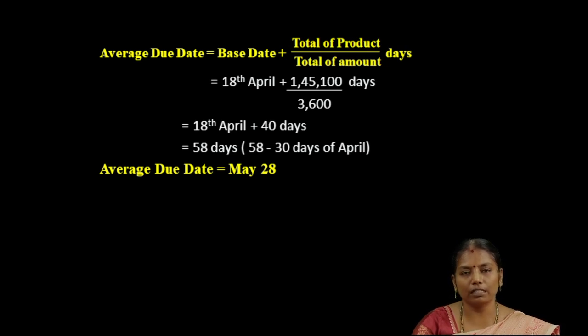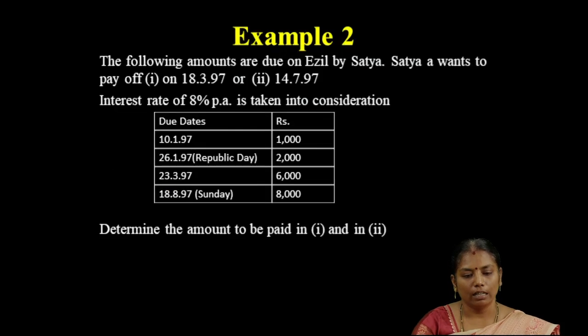Let me see one more example. In the sum, the due date comes under Republic Day, which is a leave day. If the sum comes like this, how do we have to calculate the due date? We are going to see this with an example. Here, the following amounts are due on Elil by Satya. Satya wants to pay off on 18/3/97 or 14/7/97. Interest rate is 8%. The due dates are given here.